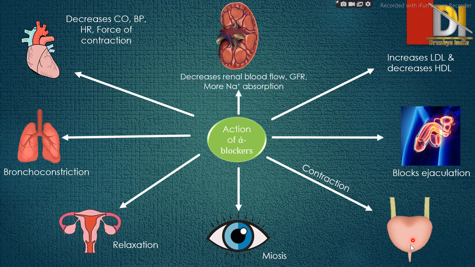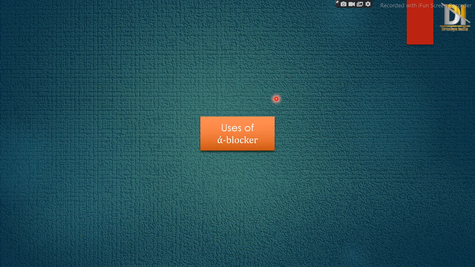Then the last one is on the kidney. It decreases renal blood flow, then glomerular filtration. Then it results in more absorption of sodium and water from the body. Then this was about the actions of alpha blockers. Now uses of alpha blockers.